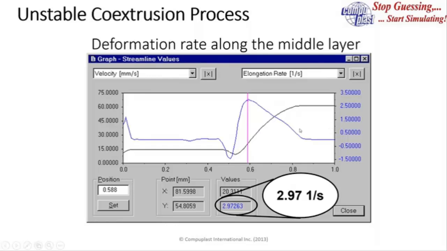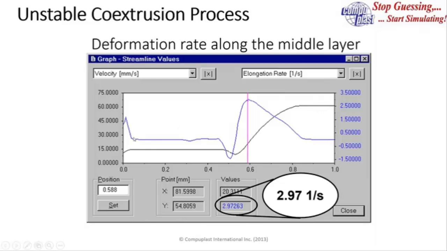So here is a graph from a 2D finite element simulation down the center line of this feed block, and it shows the black line here shows the velocity corresponding to the axis on the left, and the blue line shows the elongation rate corresponding to the axis on the right. And we see that the velocity here is going along at like 16 millimeters per second, and just prior to the merge area where the lamellas taper out, you can see it slows down a little bit, and then it accelerates up to the 64 millimeters per second where it enters the feed block.